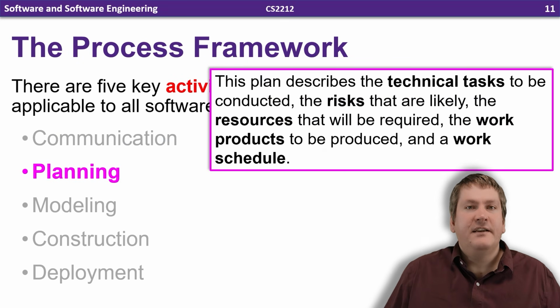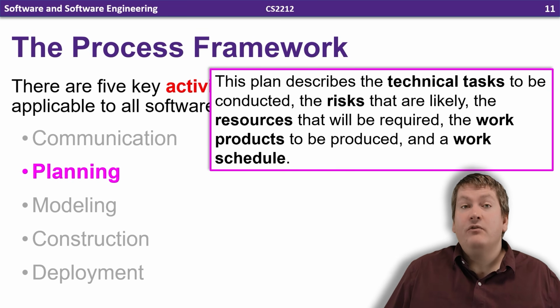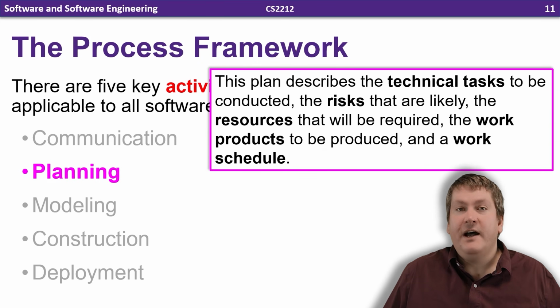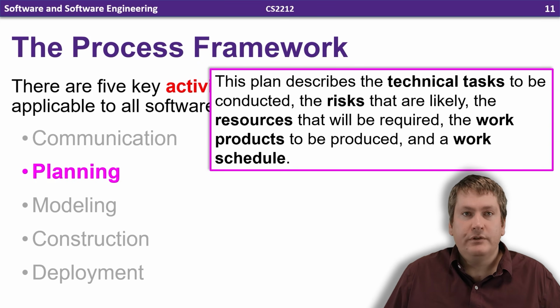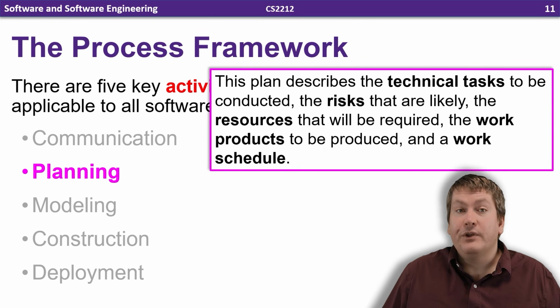So the next key activity is planning. During the planning activity, technical tasks to be conducted are decided on. Risks are assessed, and resources are allocated, and the work products to be delivered are defined and their delivery date scheduled. The overall goal is to create a plan or a map that's going to guide the team and reduce possible risks or issues that can occur. Proper planning can also help give us an accurate idea of the timeline for the project and the costs that are going to be involved.